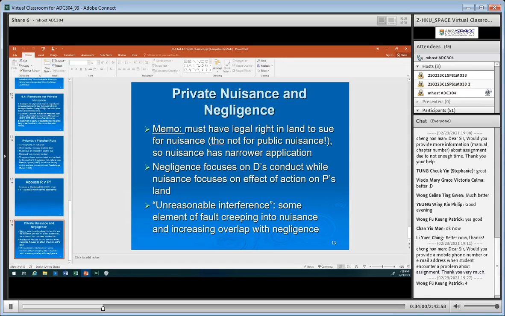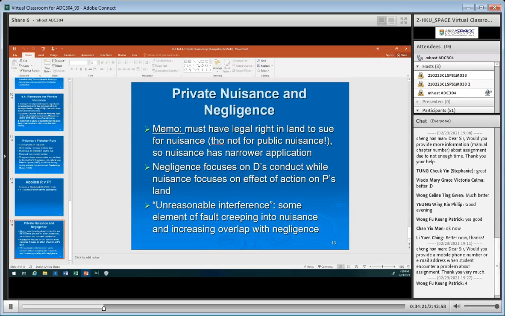I've got on the screen a comparison and contrast between private nuisance and negligence. Remember, you must have a legal right in land to sue in private nuisance. Although remember, and we'll look at this in a moment, you don't need it to be able to sue in public nuisance. So nuisance normally has a narrow application.